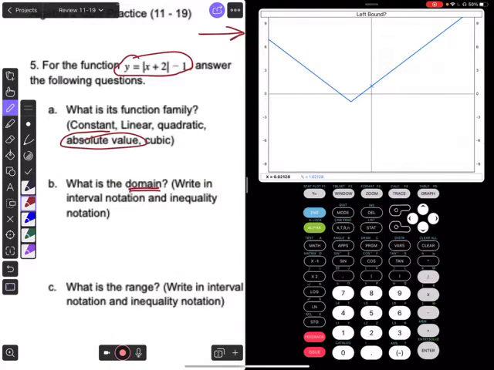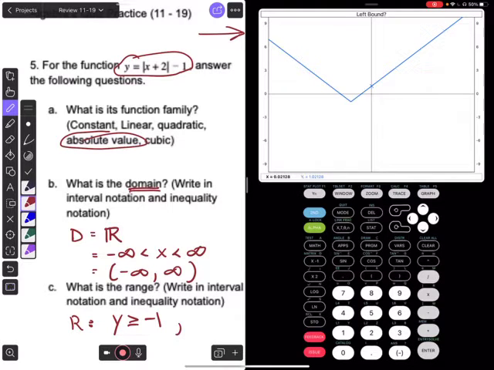All right, so we've answered those two questions. I'm going to go ahead and write down what we said the domain was. Domain is equal to all real numbers, or it's equal to from negative infinity to positive infinity in inequality notation, or from negative infinity to infinity in interval notation. And our range, we said the range is y is greater than or equal to -1, or we could say from -1 to infinity, like so.